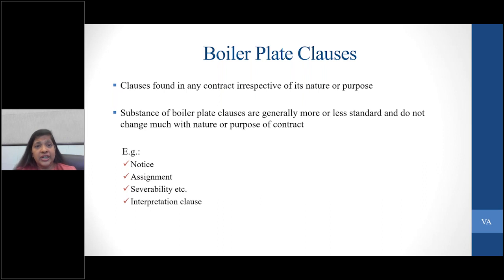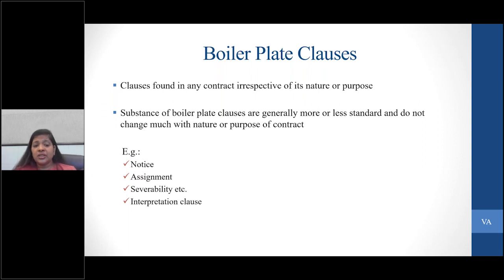In case of international parties, whether only courier and airmail is allowed, whether any other methods are allowed. Assignment clause: irrespective of the nature of the contract, the assignment clause will pretty much say either the assignment is permitted with consent, without consent, etc. Similarly, the severability clause, it won't change much.